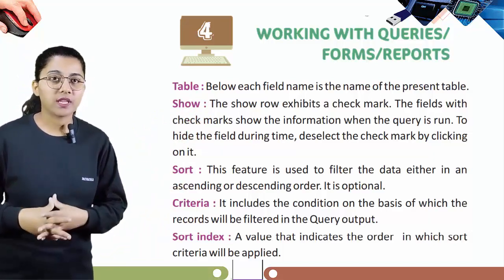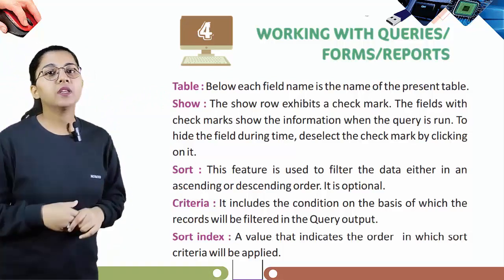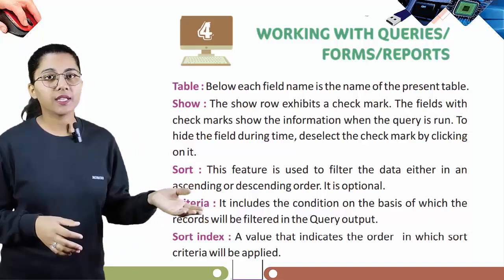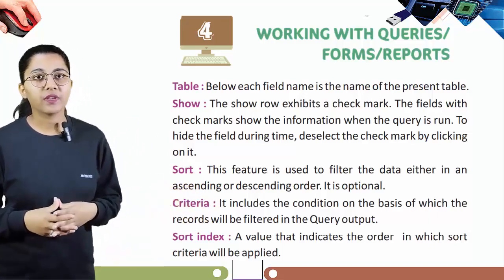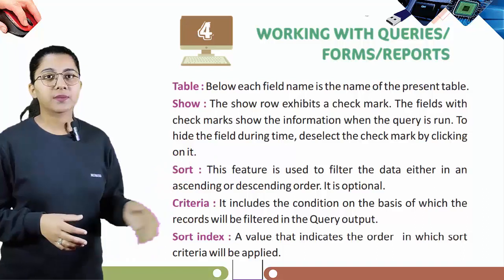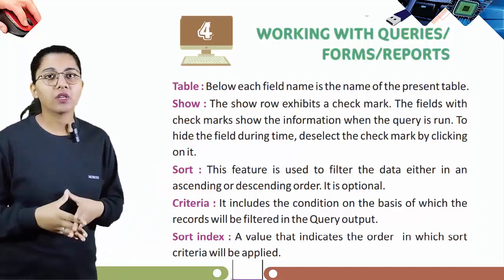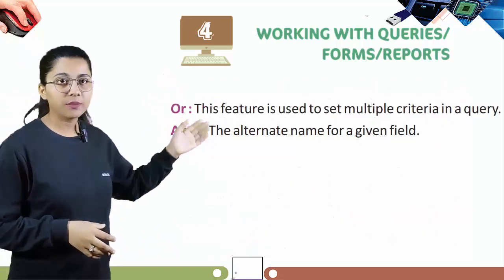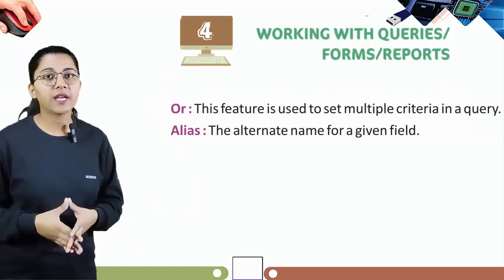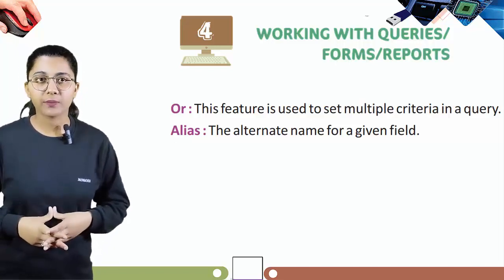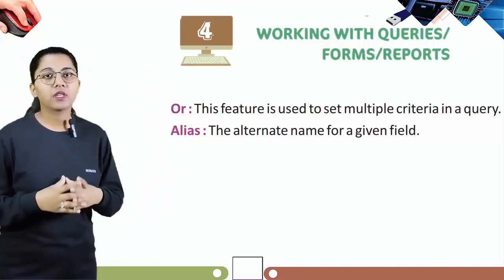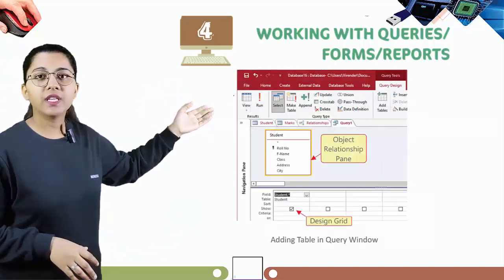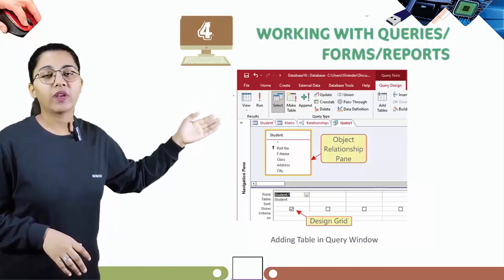It is optional. Then we have criteria. It includes the condition on the basis of which the records will be filtered in the query output. Then we have sort index, a value that indicates the order in which sort criteria will be applied. Next we have or. This feature is used to set multiple criteria in a query. Then we have alias, the alternate name for a given field. Students, here you can see the interface of adding a table in a query window.